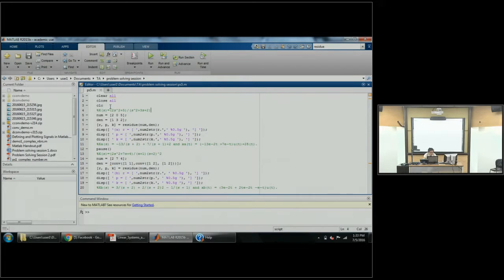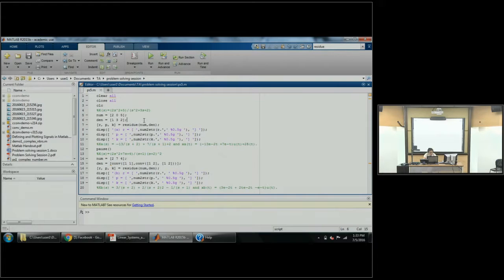The first step is to define the coefficients of the numerator and denominator terms. In my numerator, the highest degree is 2, there is an s squared term, so the s squared term has a coefficient of 2. There is no s term, so that's why we have a 0. Then there's a constant term, which is 5. Now we do the same with the denominator. s squared has a coefficient of 1, s has a coefficient of 3, and then we have a constant term of 2. This way we've defined our numerator and denominator.